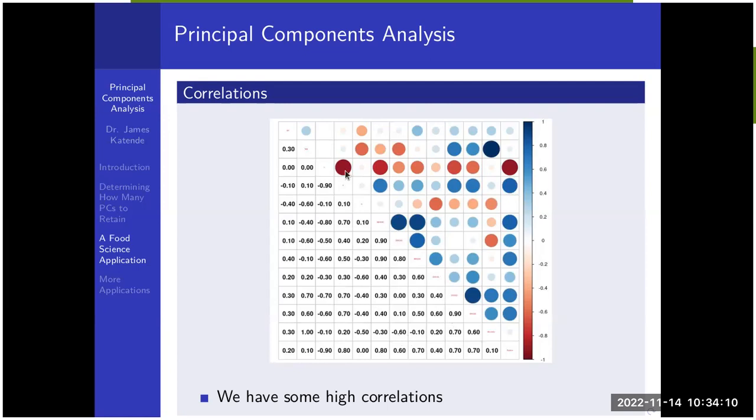If you look at this, this is a way to visualize the correlation among the different variables. You can see we have some high ones as well. That is a good thing for us because principal components analysis tries to solve this problem of high correlations among the variables.